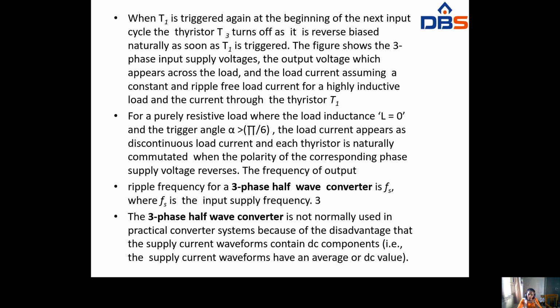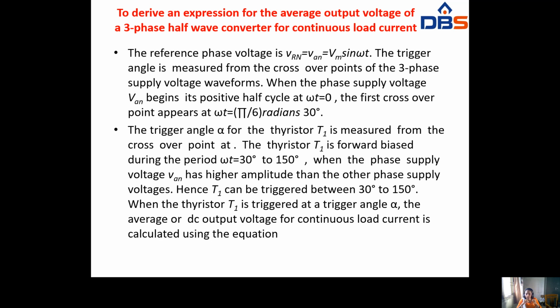So the three-phase half-wave converter is not normally used in practical converter systems because of a disadvantage: the supply current waveforms contain DC components, so the supply current waveforms have an average or DC value. Now let us derive an expression for the average output voltage of the three-phase half-wave converter for continuous load current. The reference phase voltage is VAN equal to Vm sin omega t, and the trigger angle is measured from the crossover point of the three-phase supply voltage waveforms.